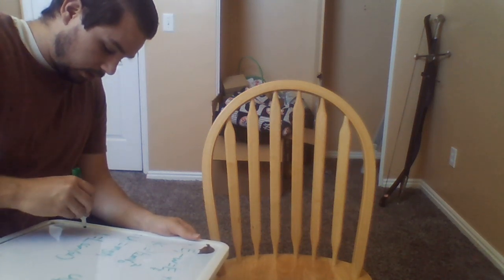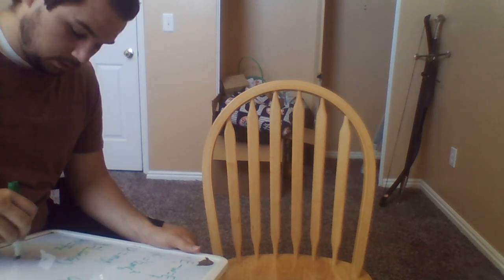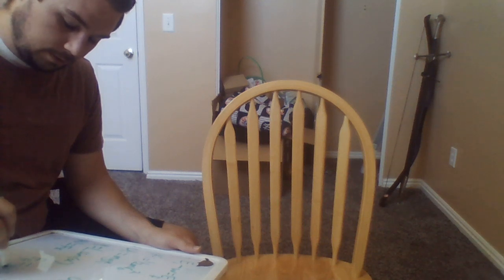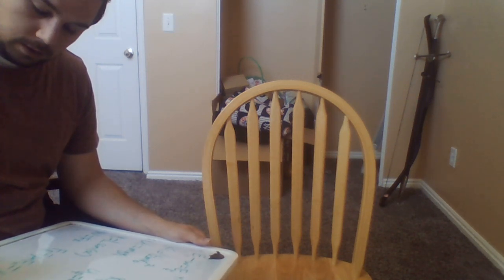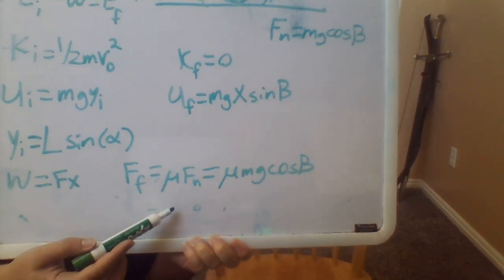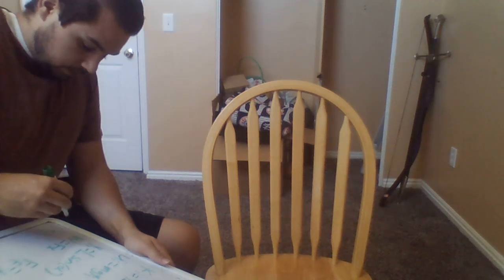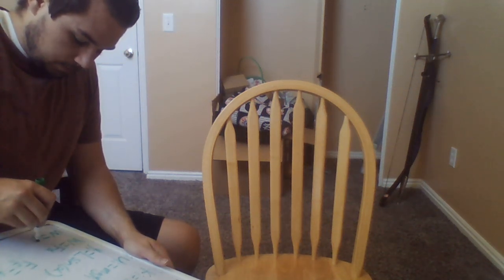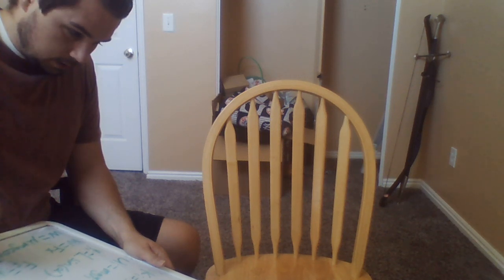Next, we have our work equals Fx. Our friction force is equal to mu Fn, which equals mu mg cosine of beta. So it's a little bit confusing, but our friction force is mu times Fn, which is mu mg cosine beta. And then, there's so many equations for this, but the final one that we need is our work is equal to mu mg cosine beta times x. Cosine beta x.